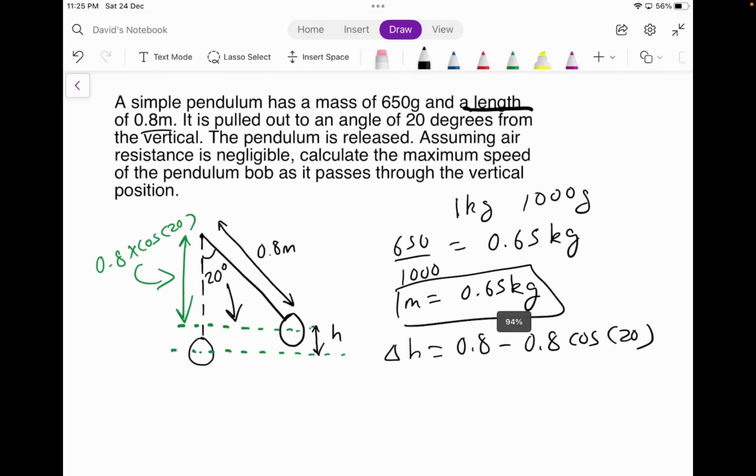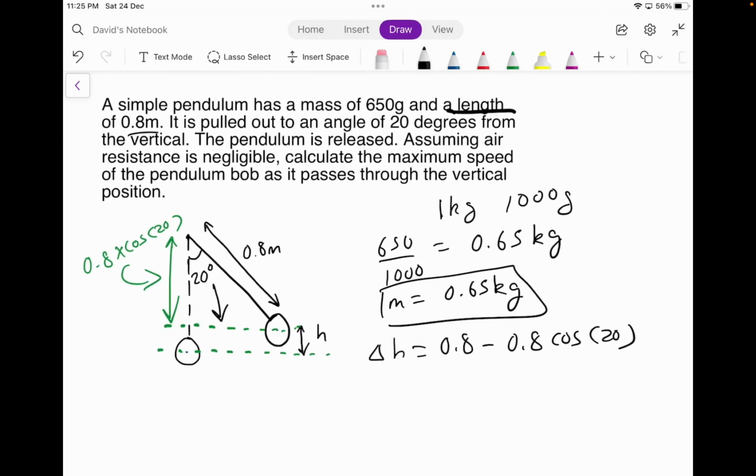Now we have to know what is the gravitational potential energy, since we have to calculate the maximum speed, that is the velocity. In this case, we're technically calculating the velocity. So we know gravitational potential energy.